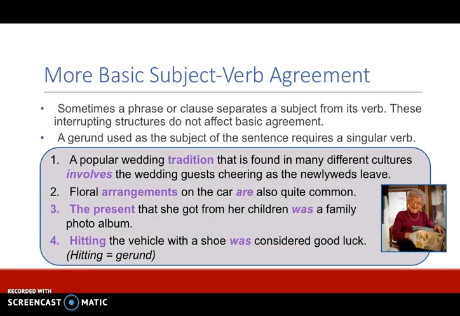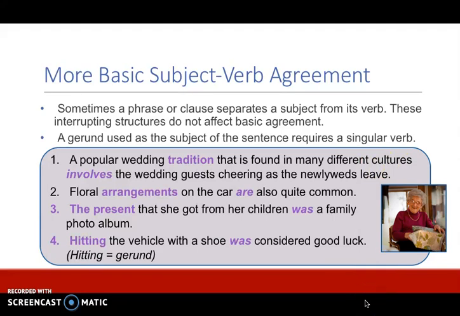Number 1, a popular wedding tradition that is found in many different cultures involves the wedding guests cheering as the newlyweds leave. So in this sentence, tradition is the subject and involves is the verb. So here we have a clause that is found in many different cultures that separates the subject from the verb. However, that does not change the fact that this verb agrees with the subject tradition. So be careful not to make the verb agree with another noun that is not the subject.